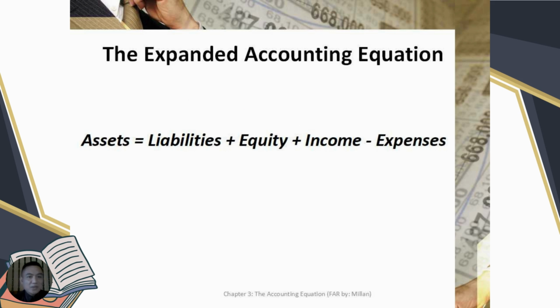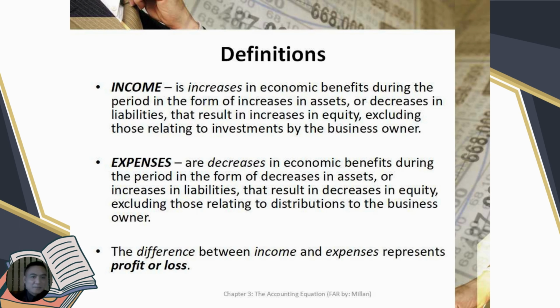The expanded accounting equation, assets equals liabilities plus equity plus income minus expenses. So let us define the other elements that can be seen from the expanded accounting equation. What do you mean by income? It is increases in economic benefits during the period in the form of increases in assets or decreases in liabilities that result in increases in equity excluding those related to investments by the business owner.